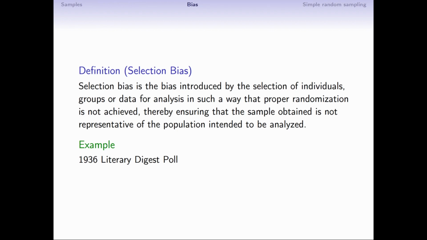And the question is, what went wrong in 1936? Why all of a sudden were they having problems? Well, it wasn't the sample size. The sample size was enormous. This was not the issue. They sent out surveys to 10 million people. So it was a very, very large and very worthy effort on the part of the Literary Digest.